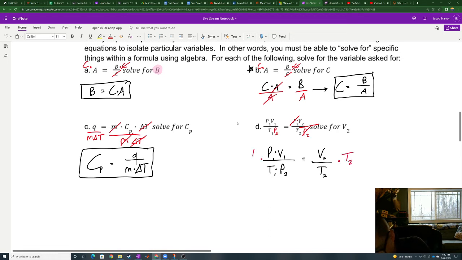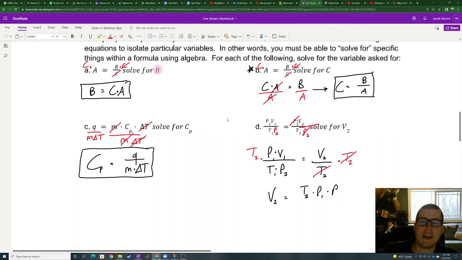That goes over here. Whenever you multiply something over, it goes on top of the fraction. Whenever you divide something over, it goes on the bottom of the fraction. So we end up getting this: V2 equals T2 P1 V1 over T1 P2.